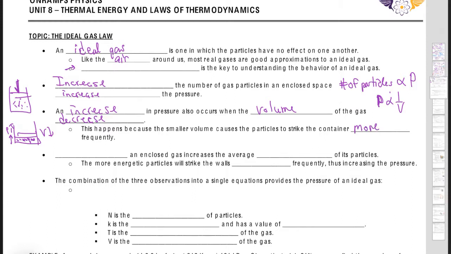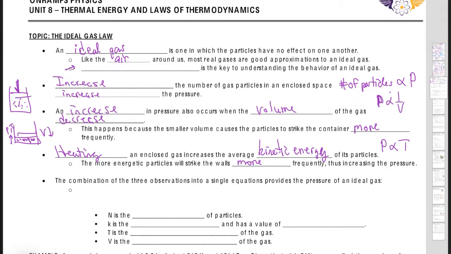All right. And then the other factor is heating, right? If I heat an enclosed gas, it's going to increase the average kinetic energy. So the heat puts energy into the system, spreading it out amongst the particles, and what that means is the more energetic particles will strike the walls more frequently, increasing the pressure. So pressure is directly proportional to temperature, okay? So these three observations are the key observations to our equations.